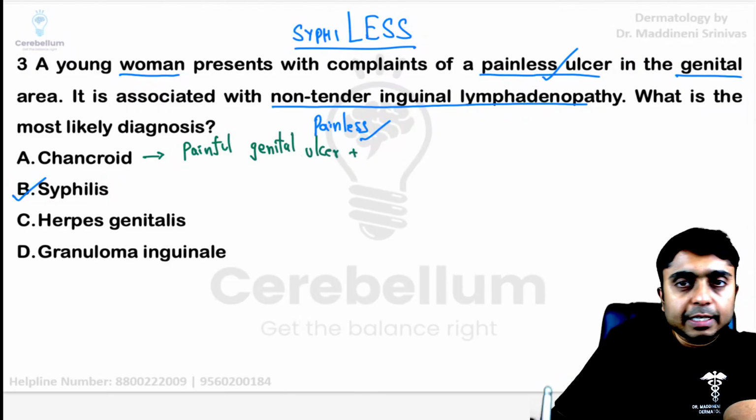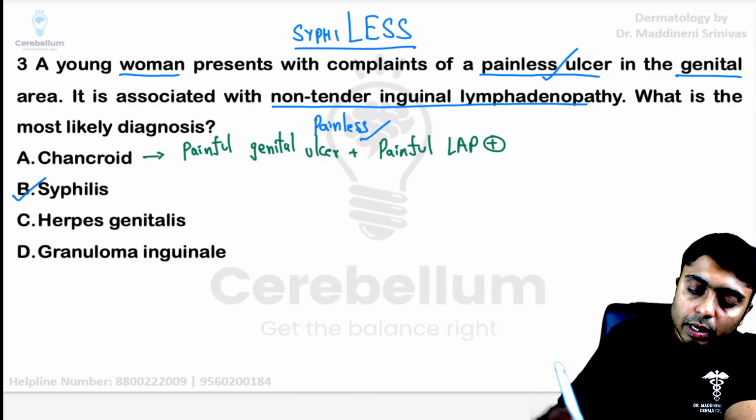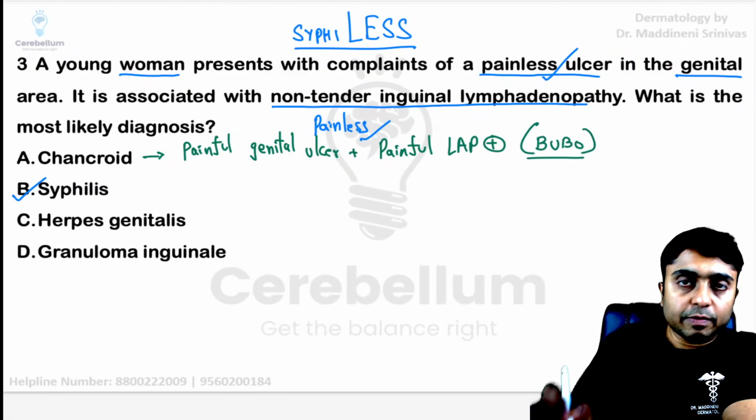And what are the characteristics of the lymphadenopathy? The lymphadenopathy is also painful. Painful lymphadenopathy is present. Also you should remember, this lymphadenopathy in chancroid is referred to as bubo.